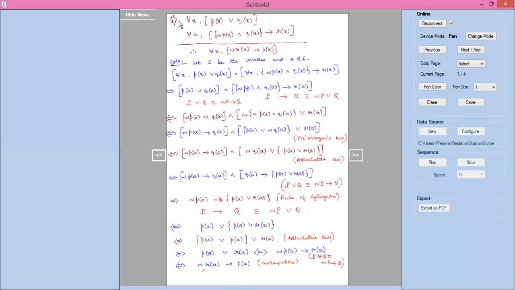So this was the fifth problem and the last problem which I wanted to consider in the topic, that is logical implication involving quantifiers.